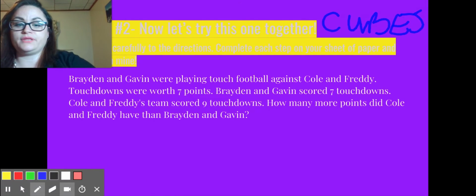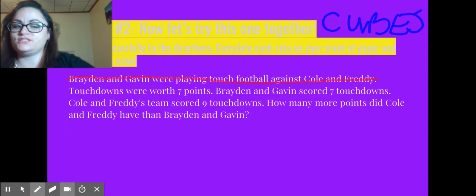Brayden and Gavin were playing touch football against Cole and Freddie. That's extra information that I don't necessarily need. Touchdowns were worth 7 points. That I need to know. Brayden and Gavin scored 7 touchdowns. That I'll need to know. Cole and Freddie's team scored 9 touchdowns. I should definitely know that. How many more points did Cole and Freddie have than Brayden and Gavin? Well, I know that than represents subtraction. So I'm going to box that and put a subtraction symbol next to it so that I remember.